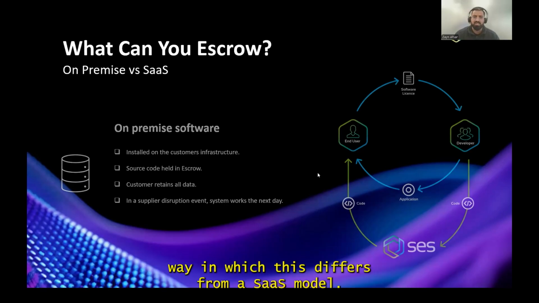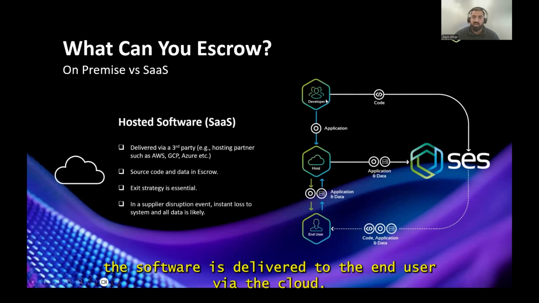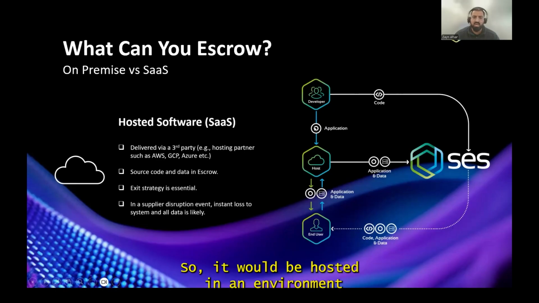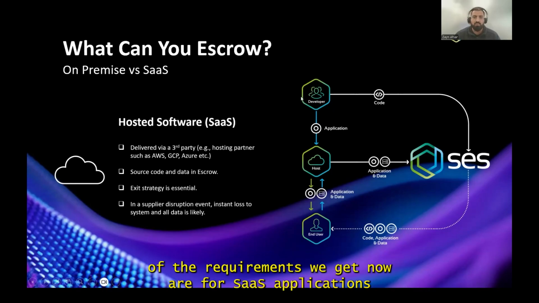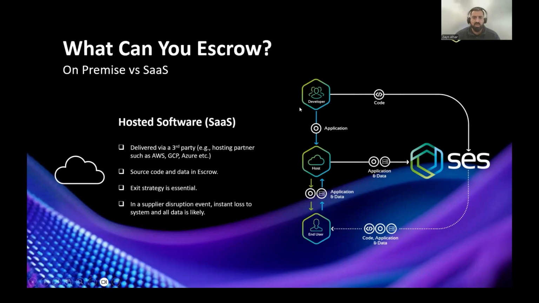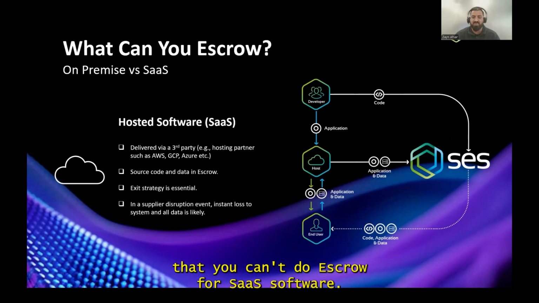Now, the way in which this differs is with a SaaS model. With cloud-based solutions, the software is delivered to the end user via the cloud. So it would be hosted in an environment such as AWS, GCP, or Azure. And with the ongoing digital transformation, the vast majority of the requirements we get now are for SaaS applications, which defeats the old myth or misconception that you can't do escrow for SaaS software. You certainly can.